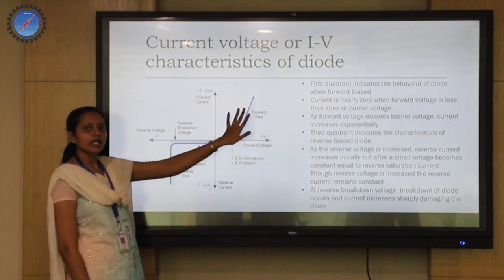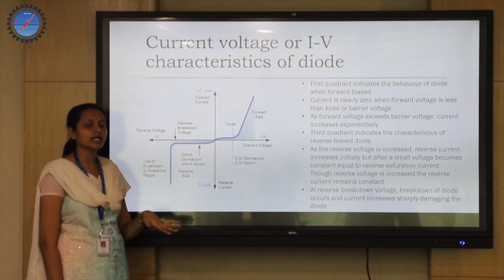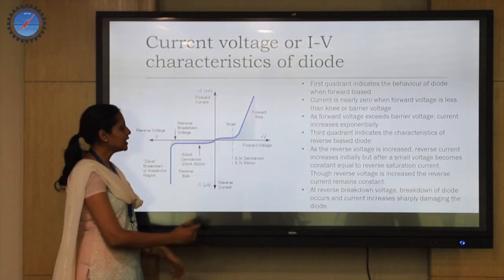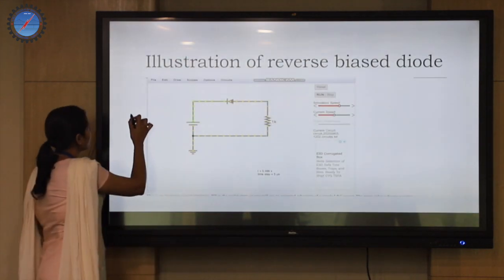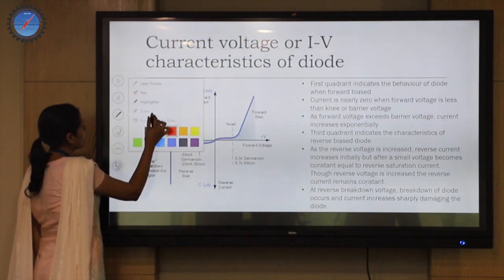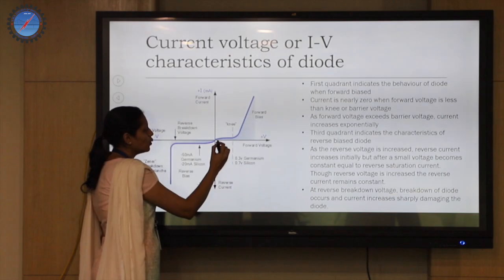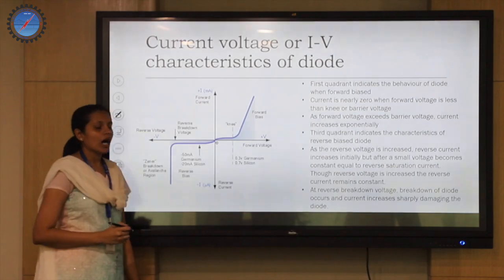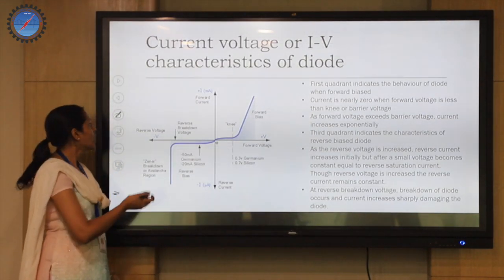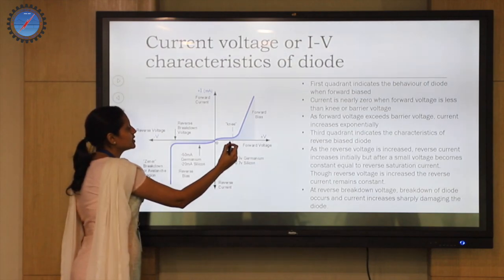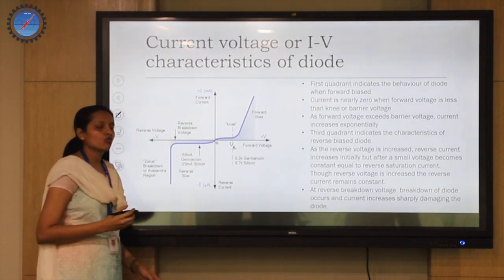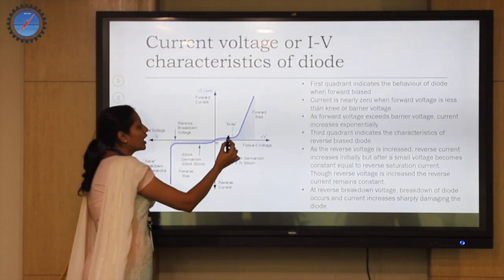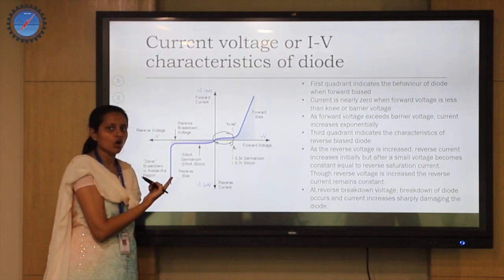In the first quadrant, this describes how a forward bias diode behaves. We can see here near the 0, we have the current also as 0, until the barrier potential is exceeded. This is the barrier potential or the cut-in voltage or built-in voltage, we have different names, right? Before the barrier potential, the current is almost 0. You can see here the current is almost 0.